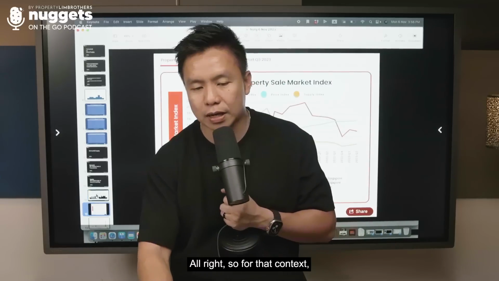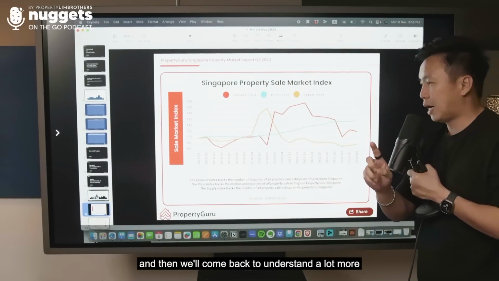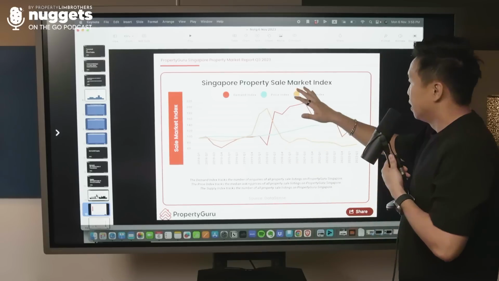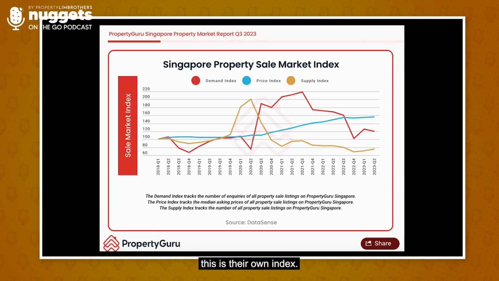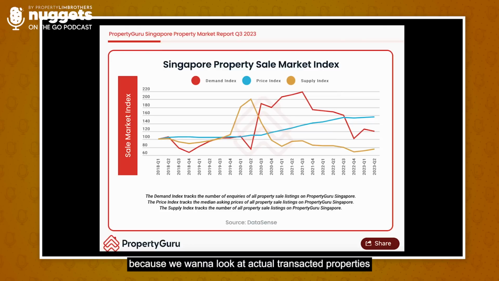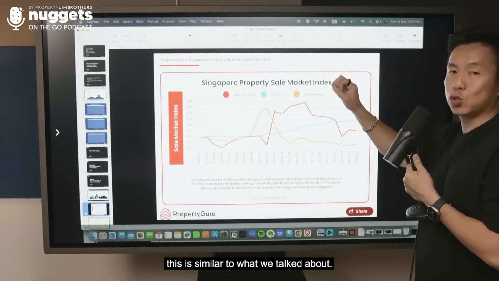All right. So for that context, let's move on to this part here, and then we'll come back to understand a lot more about demand and supply. PropertyGuru released their demand and supply index. This is their own index. However, their demand index is based on the amount of inquiries for their listings. For this, we will not follow that definition, because we want to look at actual transacted properties as a demand, kind of like a sentiment. However, for the supply index, if you notice, this is similar to what we talk about.